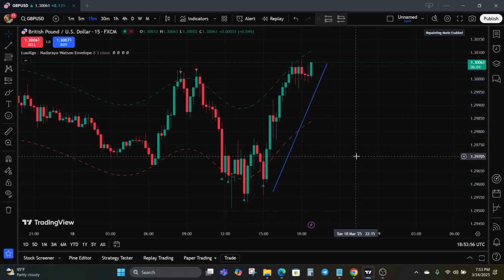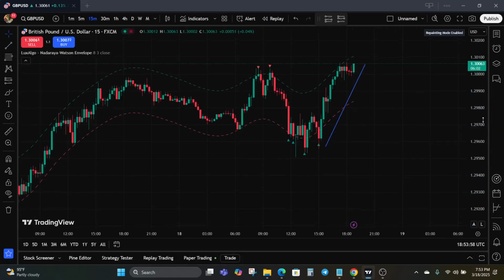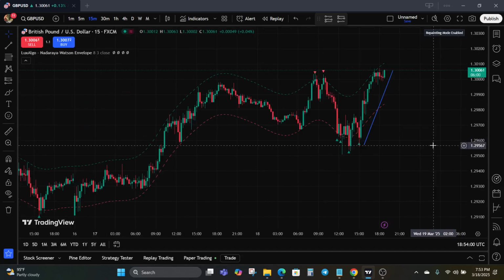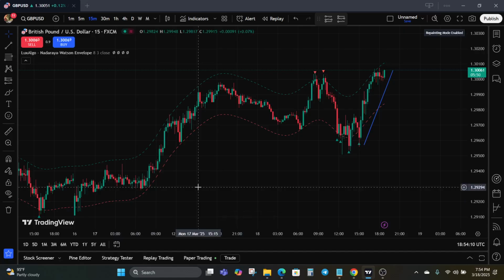All right, so it's quite an effective indicator. In as much as it does not guarantee profit, the indicator is quite a nice one that you might want to consider adding to your trading toolkit. Whether you are a scalper or a day trader, this indicator works well across all time frames.